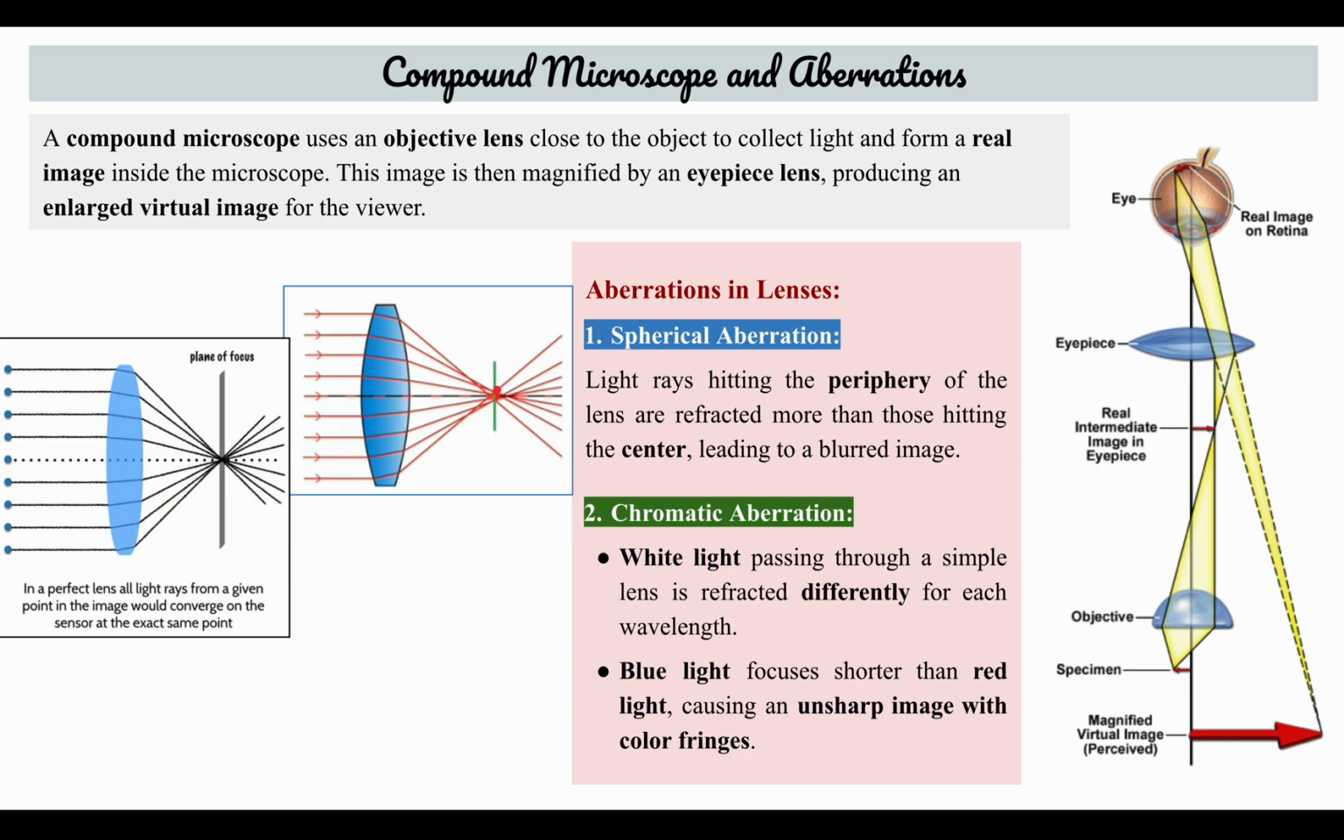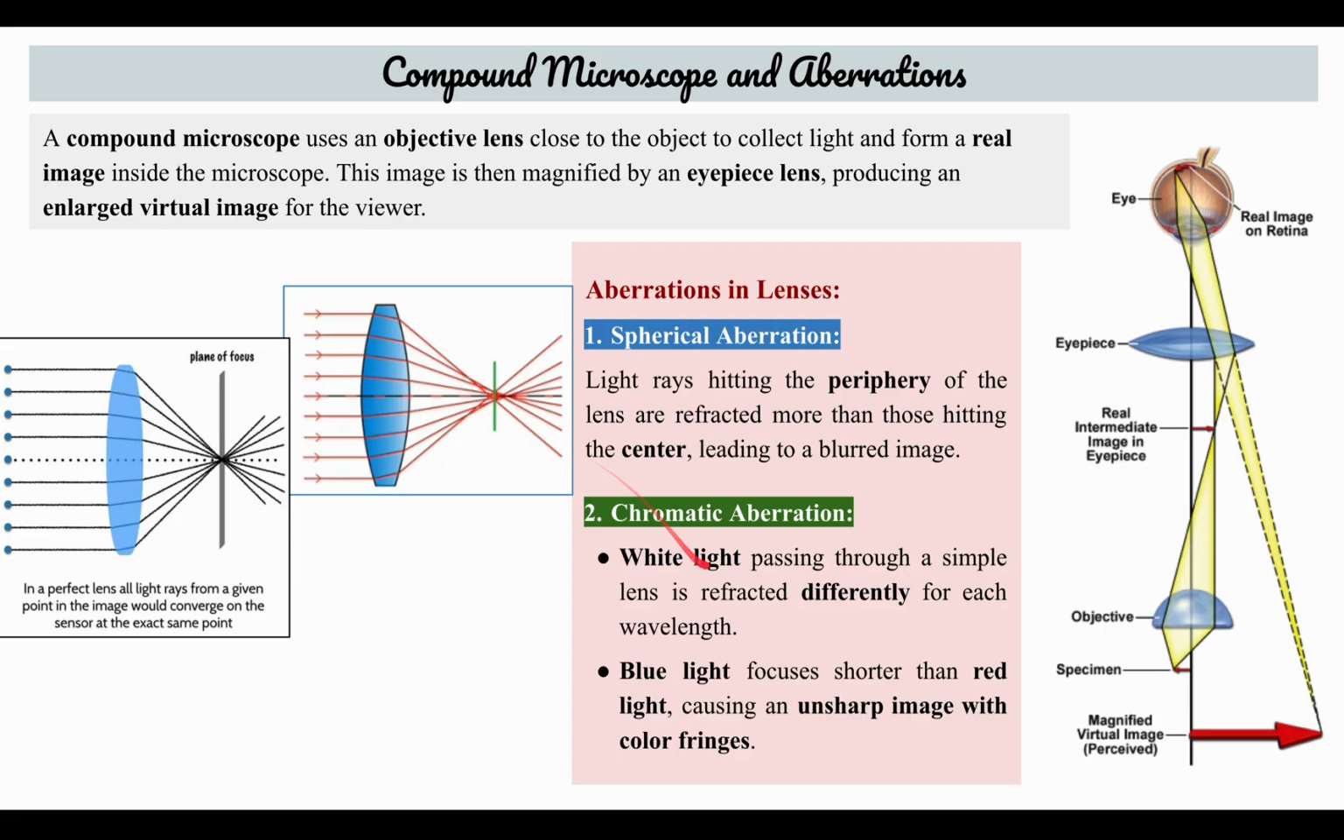So in this case, they are meeting at different points, due to which it will form a blurred image. This type of aberration is known as spherical aberration, because it is happening near the periphery of the lens system. So that's why it is known as spherical aberration.